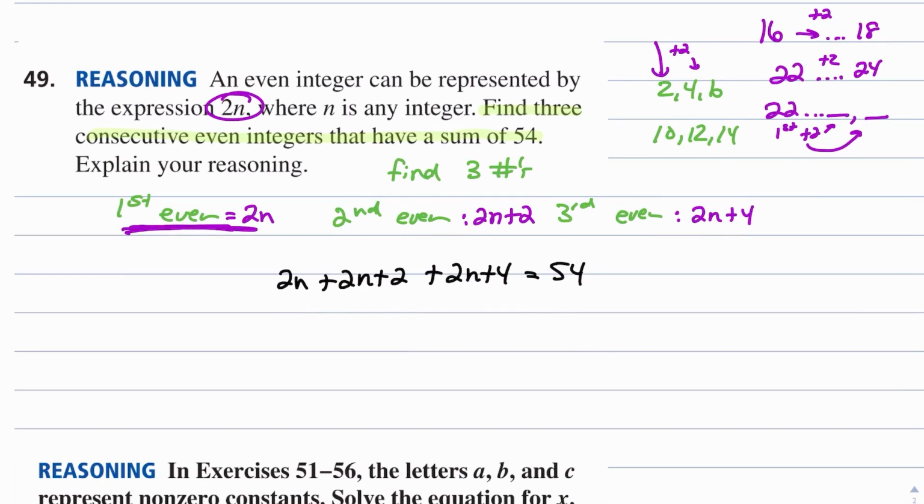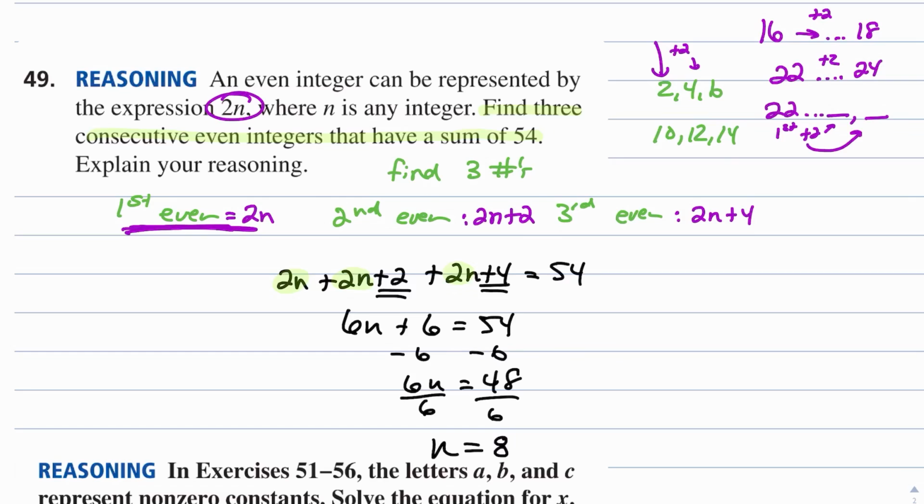So we can solve this. How many n's are here? Well, there's 2, there's 4, there's 6 n's. So 6n, and then I see 2 positives and 4 more positives. So that's plus 6. That should equal 54. To get n alone, we'll first start by subtracting the 6. 54 minus 6 is 48, and then dividing by 6 gives us n is equal to 8.